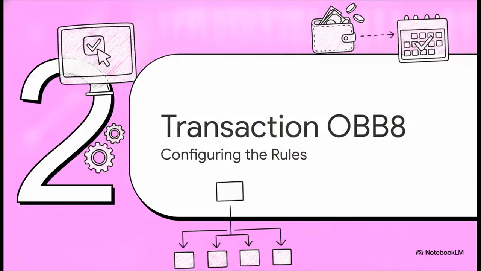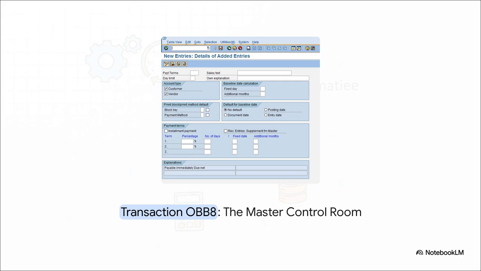Section 2, Transaction OBB8 explained, configuring the rules. All right, so to actually set up these automated rules, we dive straight into SAP transaction code OBB8. Now, I know this interface might look a little dense at first glance. It's definitely filled with a lot of checkboxes and input fields, but it's actually incredibly logical once you break it down. Just think of this as the master control room for your payment terms. This is exactly where you map that real-world paper vendor deal directly into SAP so it can execute the contract perfectly every single time. Totally hands-free.